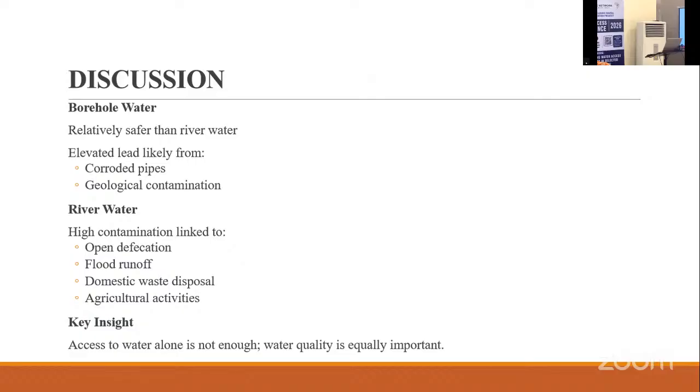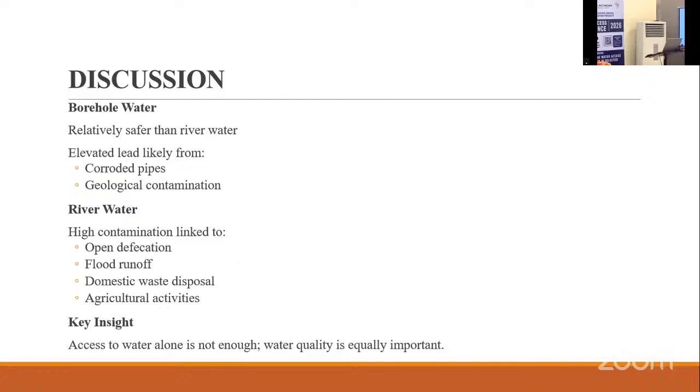Discussion. Borehole water is relatively safer than river water. When we compared, according to the results we obtained, we found that borehole water is relatively safer than the river water. We have elevated lead, likely from corroded pipes. There is a high risk of elevated lead from corroded pipes and geological contamination.